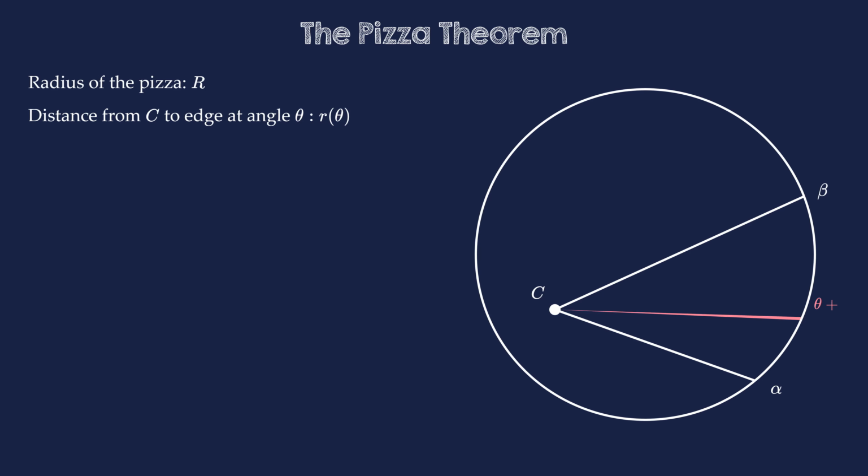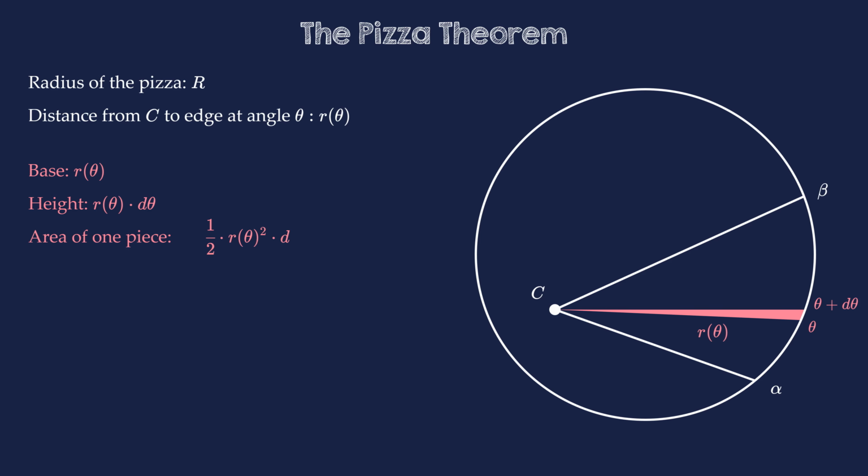If you look at a very thin slice at angle theta, created by turning a very small angle d theta, we can model it as a right angled triangle. The base is r of theta and the height is r of theta times d theta. The latter is true because this is how angles are defined, as the length of the covered circular arc of the unit circle. And in this limit case of making the slice very thin, the circular arc and the height of the triangle become the same. Together we get the area of the very thin slice as 1 half times r of theta squared times d theta.